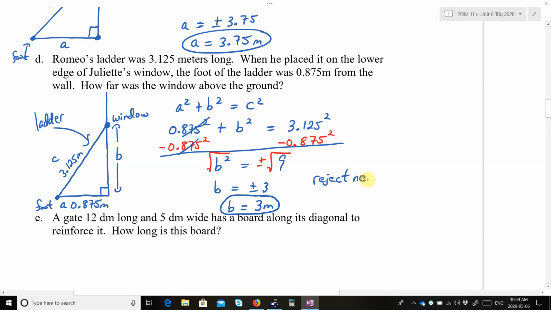Reject negative answer. Okay, so 2D is 3 meters. Good.